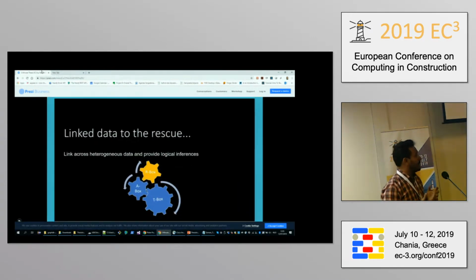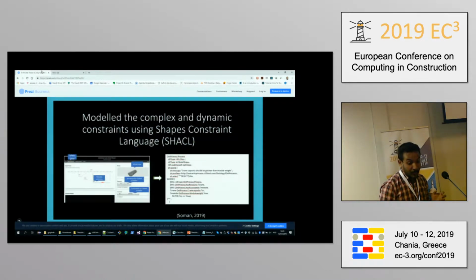During my PhD, I tried different techniques, and finally I started using linked data for linking the data sets across different domains. It has the capability to link across domains and also provide logical inferences. I used that particular feature of linked data to model the constraints. I modeled complex and dynamic constraints using Shapes Constraint Language. It's quite a coding kind of thing, like a SQL query, but a SPARQL query. I created a small interface, similar to 4D, just for demonstration for industry. And that was my idea with the PhD on codifying this constraint information.